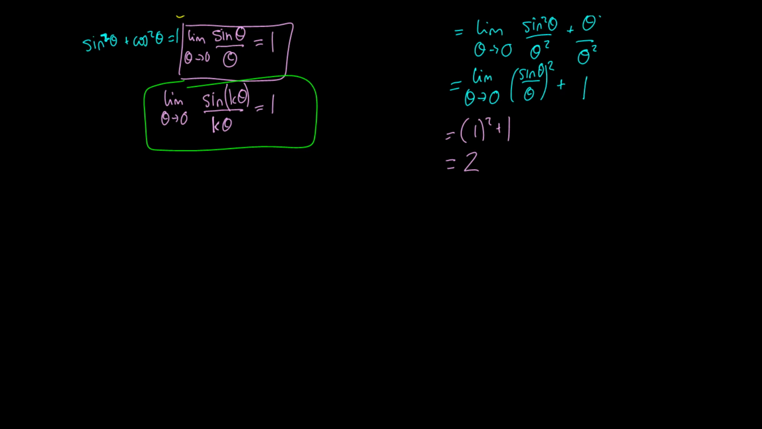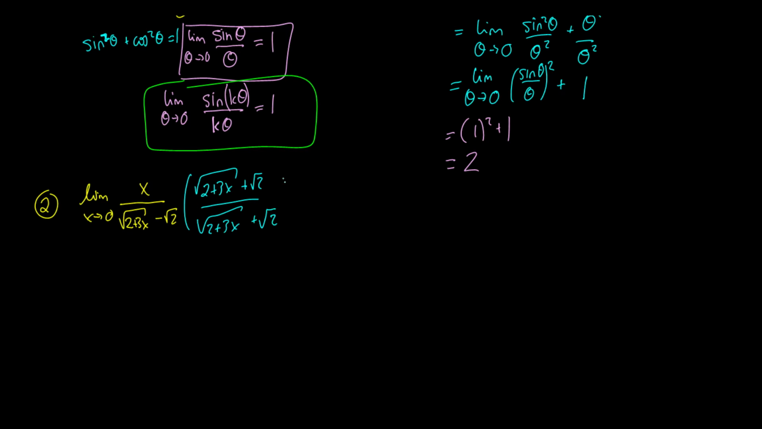Okay, question number 2. A little bit easier. In fact, this comes from one of the very first lessons. We're going to find the limit as x goes to 0 of x divided by the square root of 2 plus 3x minus the square root of 2. Straight away, multiply by the conjugate. So that's the square root of 2 plus 3x plus root 2 over the square root of 2 plus 3x plus root 2.